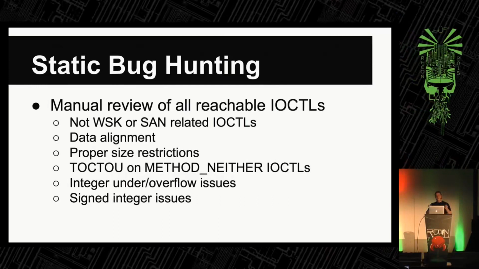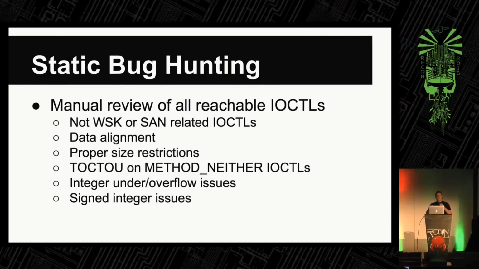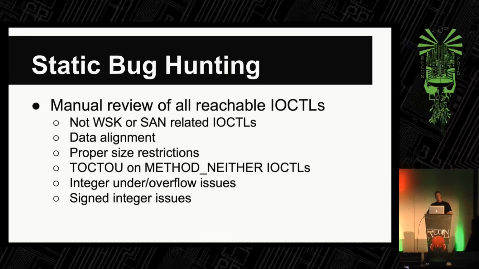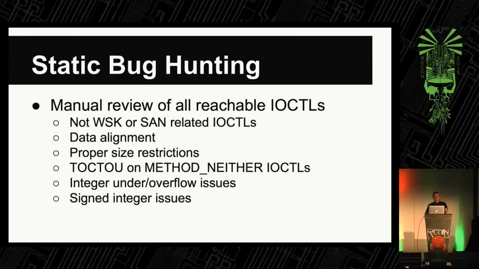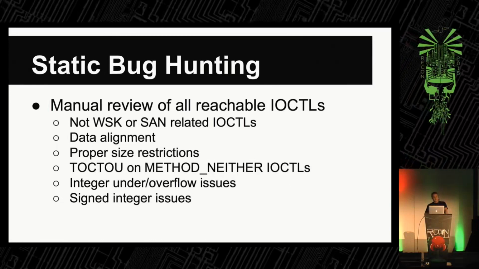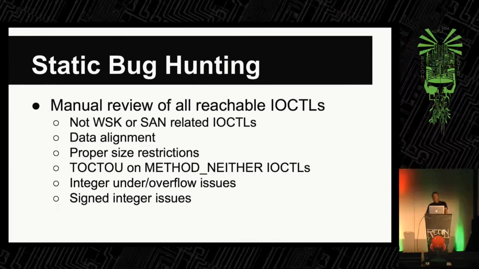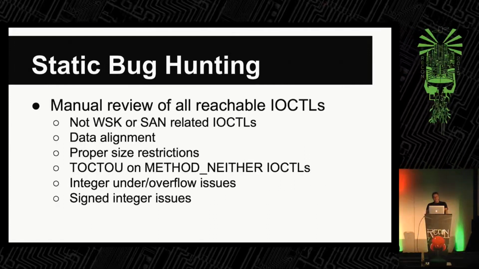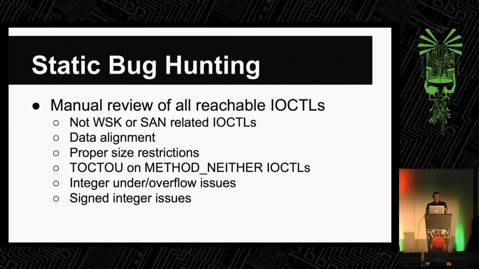With method neither, the I/O manager doesn't copy any of your data. You get pointers directly to user mode. And this is sort of the reason why you have a lot of bugs in Win32k.sys, because many of those ioctls are also method neither, and you can get into time-of-check, time-of-use bugs very quickly. So I manually checked for these as well, along with integer issues.